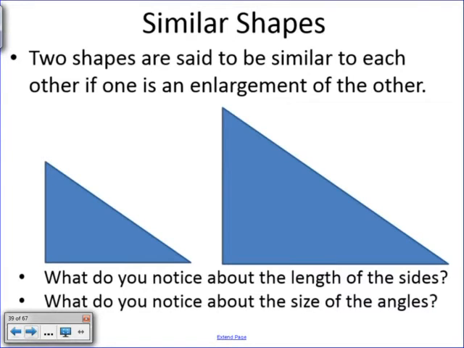Similar shapes are a scale factor. So enlargement is a similar object. So it's the same shape but a different size. Okay? Are you happy with congruence and similarity? Okay, good.